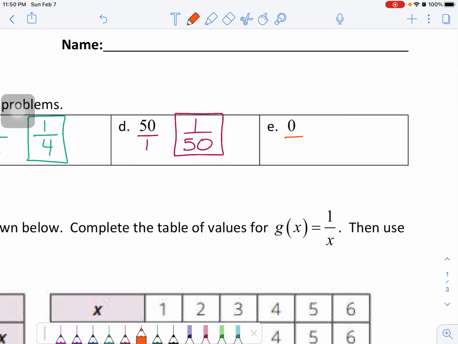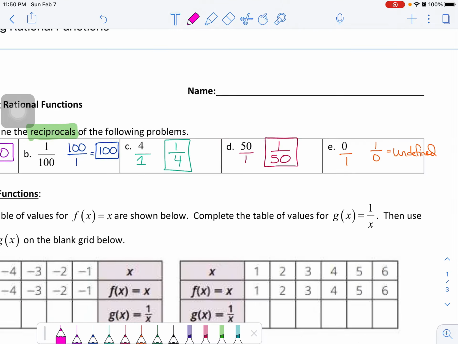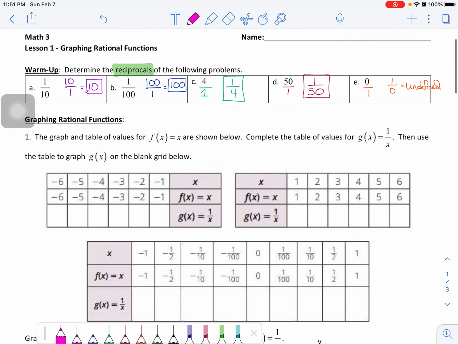And part E here is the last one. We've got 0. So I can put 0 over 1. As a reciprocal, then it becomes 1 over 0, which we've got some problems with. 1 divided by 0 mathematically does not make any sense. So what we say mathematically is that this is undefined. It has no mathematical meaning when you try to divide by 0. So we just mathematically say it's undefined for various reasons. So dividing by 0 is undefined. Everything else has a reciprocal of some kind.